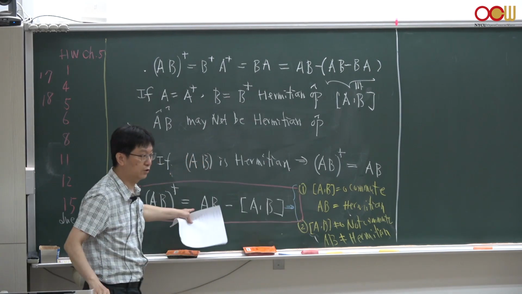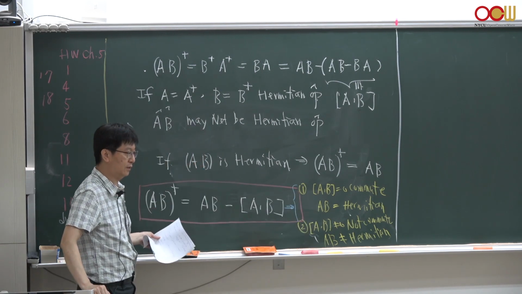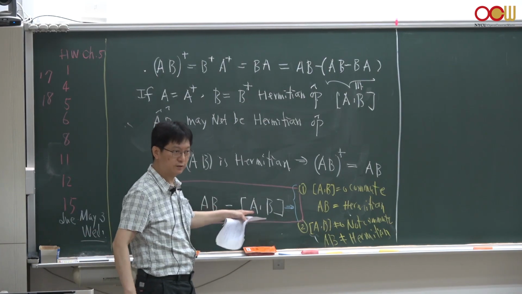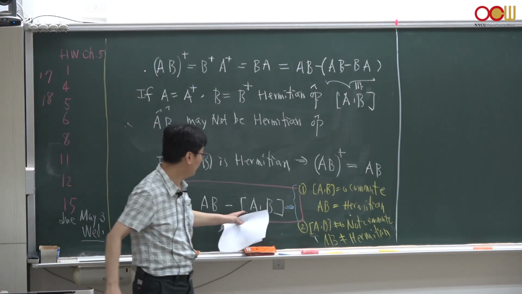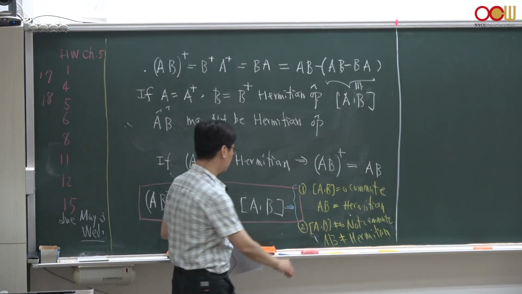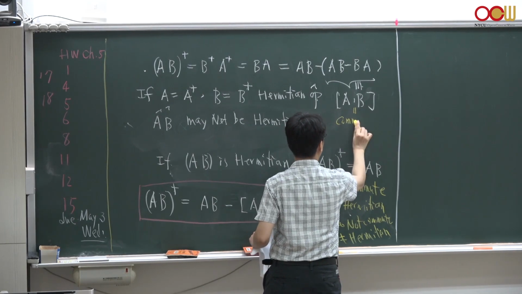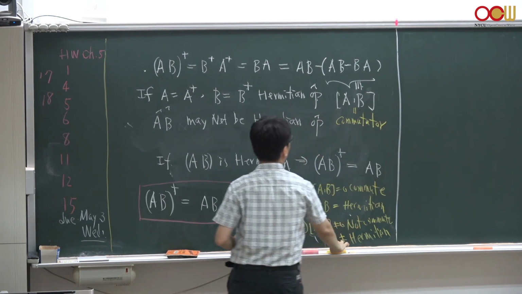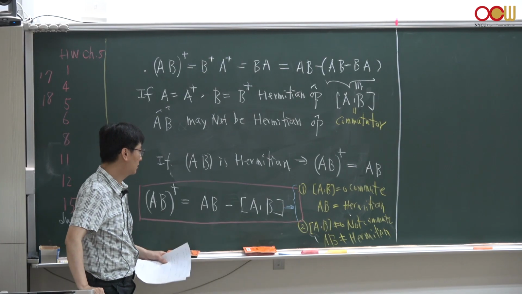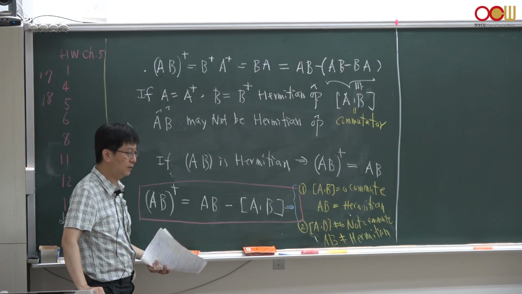So this equation tells us these two statements: whether the AB product can be a Hermitian operator or not depends on whether they commute or not. If A and B commute, this commutator vanishes, and then they do form a Hermitian operator. If not, then it's not Hermitian. Everyone understand this? As a result, whether these two operators commute or not really matters.